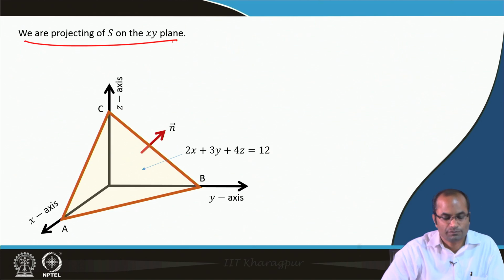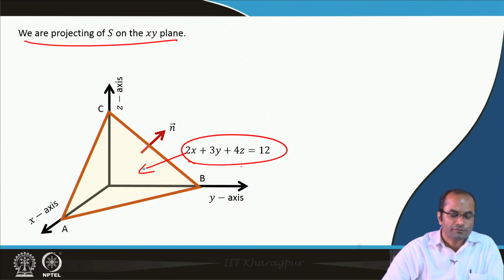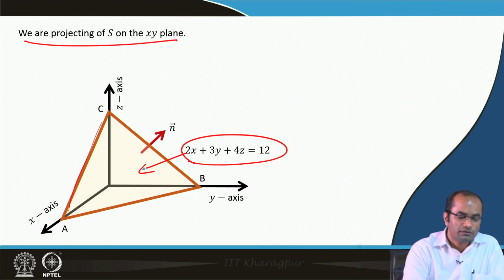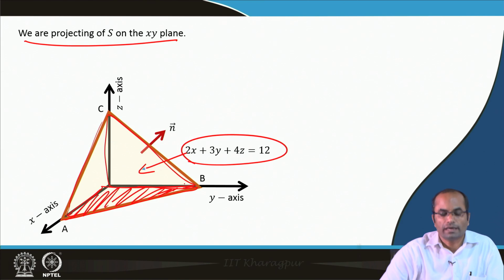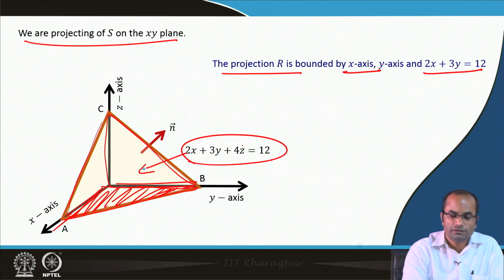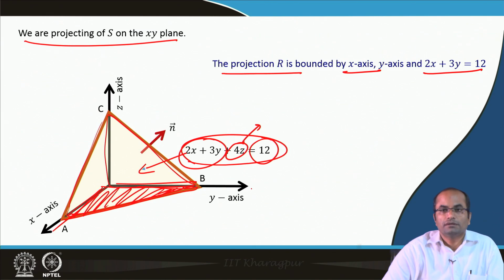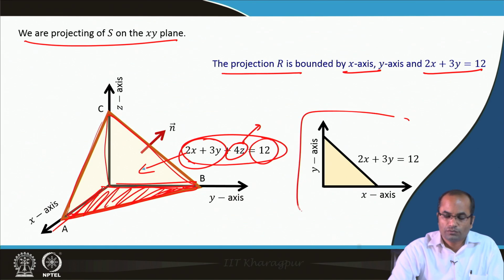Now, moving further, we are projecting on the xy plane as discussed. So what is the projection on the xy plane? This was the situation: this is the plane 2x plus 3y plus 4z equal to 12, and we can project it either on the xz plane, or on the yz plane, and in the present situation we are projecting on the xy plane. As you can see, this projection is going to be a triangular shape. That means the projection R will be bounded by the x axis, by the y axis, and of course from here, because we have projected already, z will become 0, and we have 2x plus 3y equal to 12, that will be the line connecting the two axes. So we have this situation now for the projection.